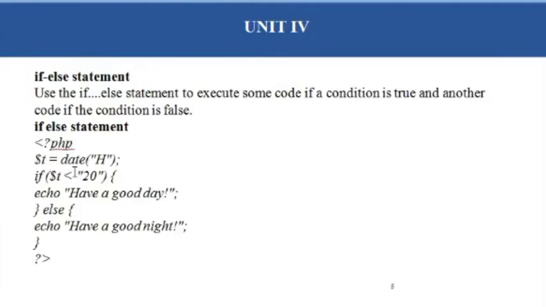Suppose it is not less than 20, then it prints have a good night. After 21 hours, it just displays have a good night. Even though I run the same coding, it was displaying the output as have a good day. Why? Because the date function is a built-in function. It collects the corresponding system's date and time automatically. That is a built-in function's nature.